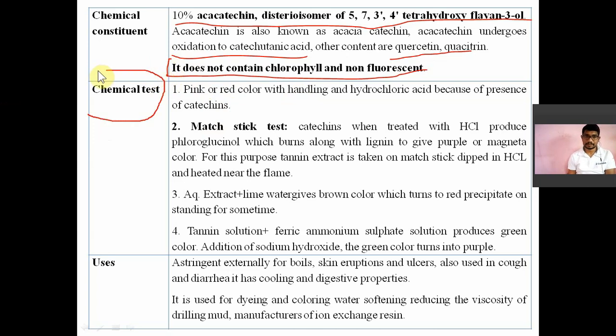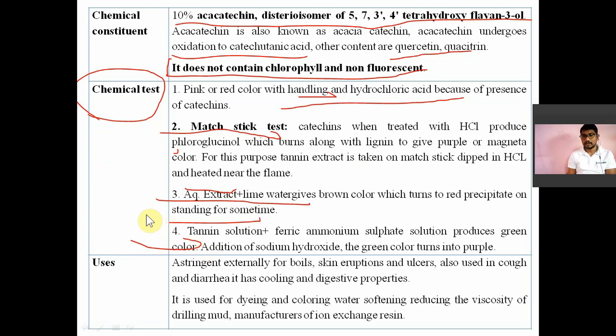Chemical tests: pink or red color with aniline hydrochloric acid because of the presence of catechin. The matchstick test is positive. The aqueous extract plus lime water turns into a red precipitate. Tannic acid plus ferric ammonium sulfate will give a green color. On addition of sodium hydroxide, the green color turns into a different color.